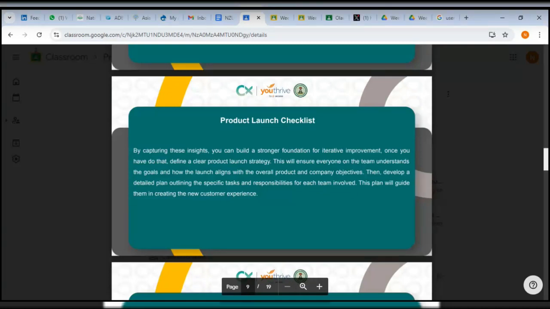Okay. By capturing these insights, you can build a stronger foundation for iterative improvement. Once you have done that, define a clear product launch strategy. This will ensure everyone on the team understands the goals and how the launch aligns with the overall product and company objectives. Then develop a detailed plan outlining the specific tasks and responsibilities for each team involved. This plan will guide them in creating the new customer experience, right?